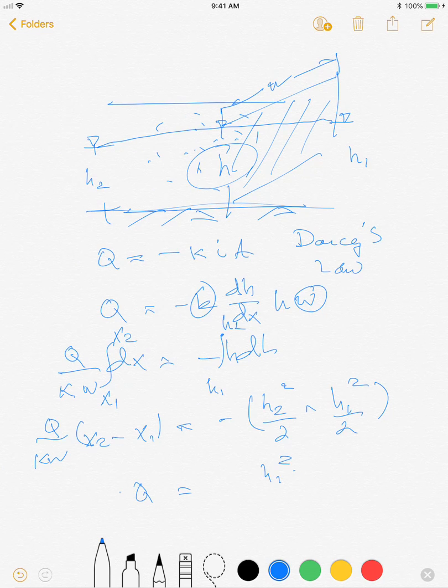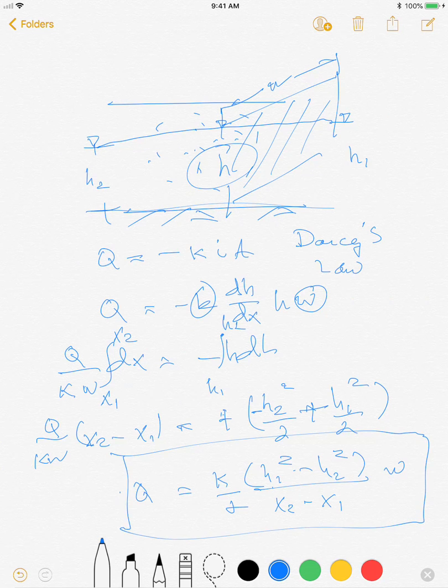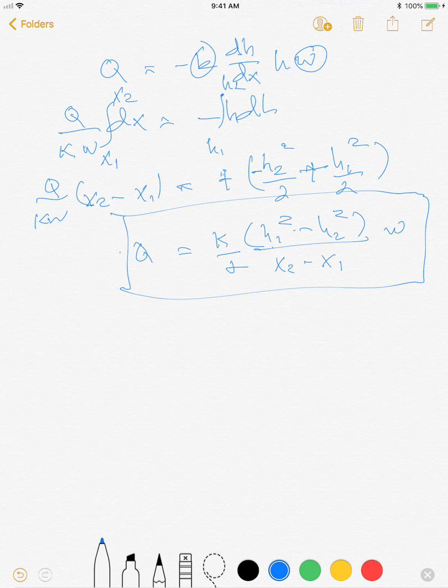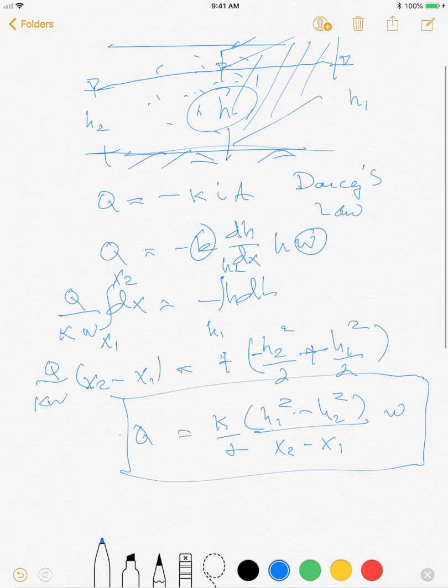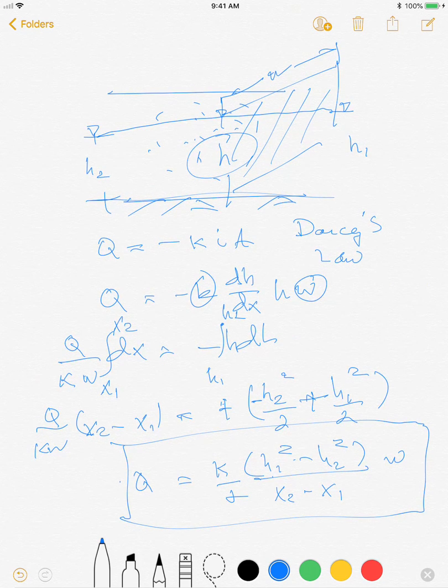So your flow is just going to be equal to h1 squared minus h2 squared. I just switched those: the negative here becomes a positive, and that becomes a negative. Then we'll divide this by x2 minus x1. And then we can multiply this by K, multiply it by the width, and then everything here is divided by 2. Okay, and this is the Dupuit equation. It's relatively easy to solve. In the next example, we are just going to do a simple solution to determine what the flow is.